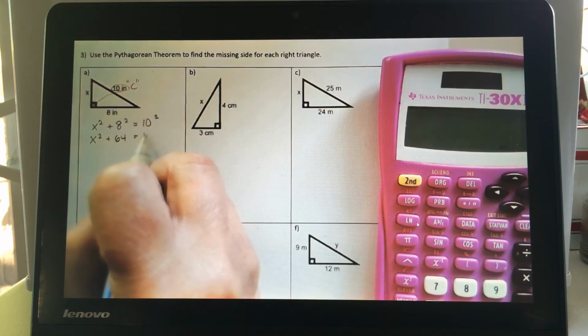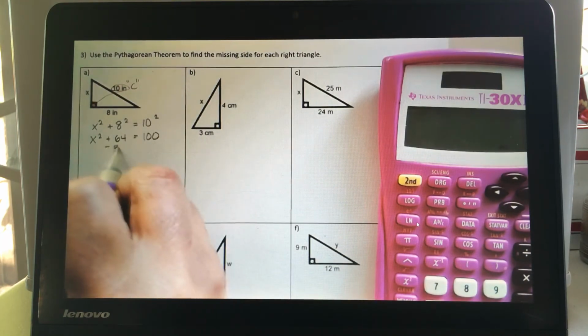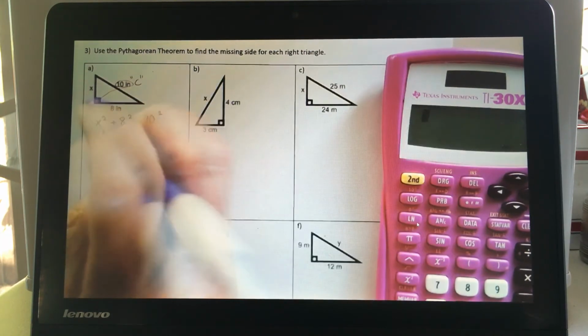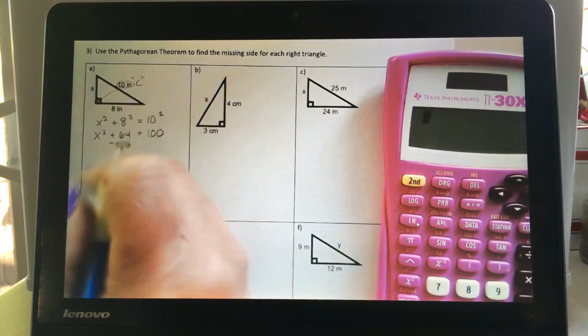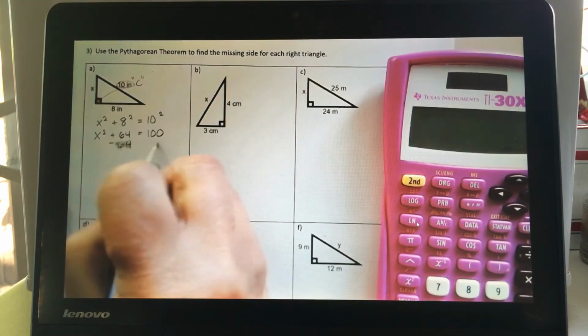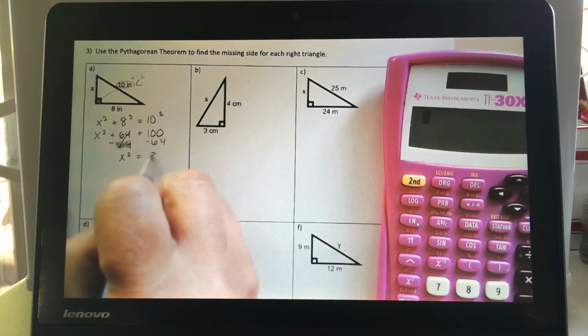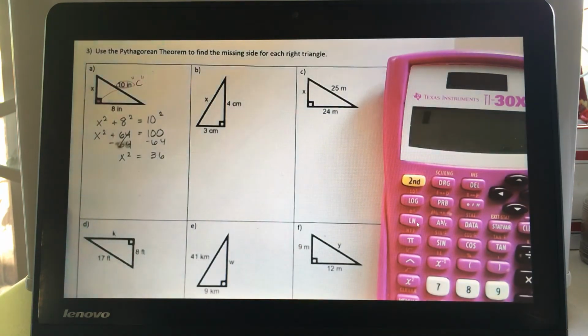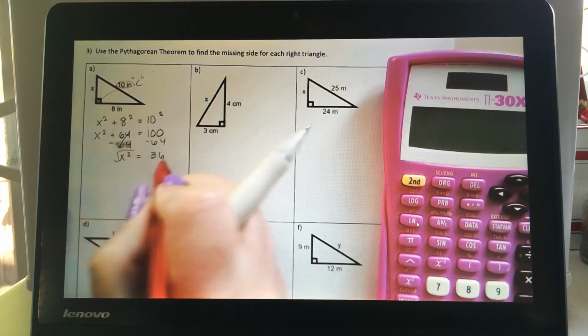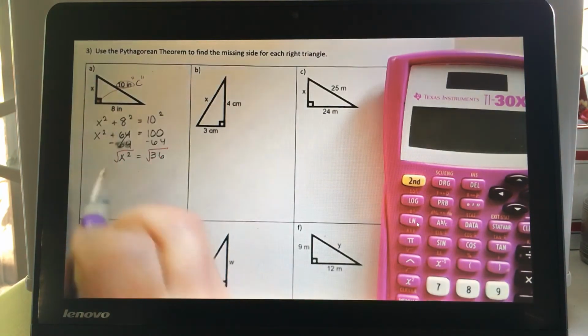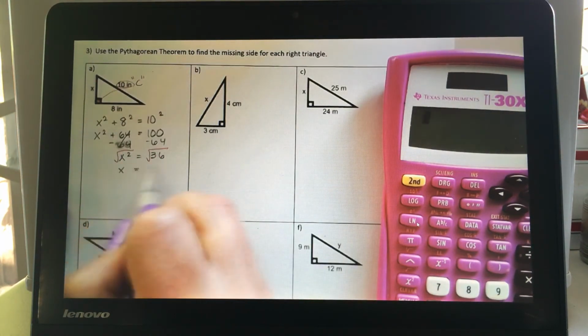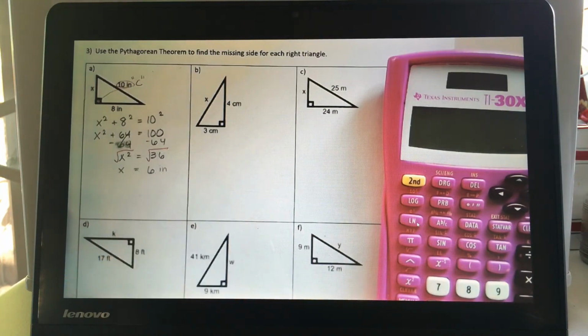64, 10 squared is 100. Solve the equation. Oops, sorry. Brain working a little bit too fast there. Subtract 64 on both sides, and that gives us 36. And then we will square root both sides. And that gives us our answer. Remember, we're only using the positive answer, which is 6 inches.